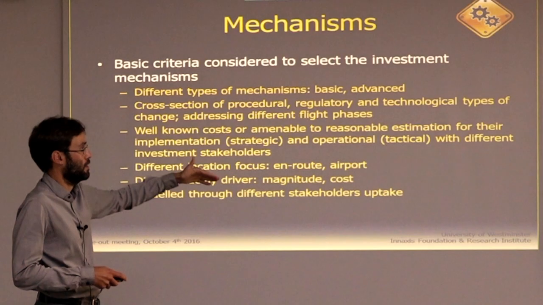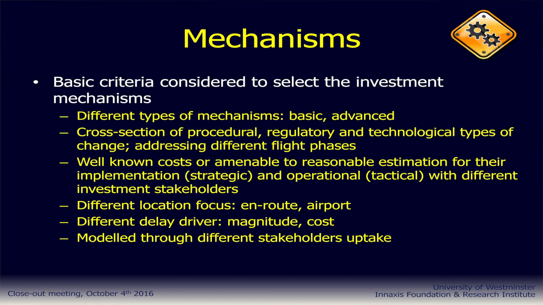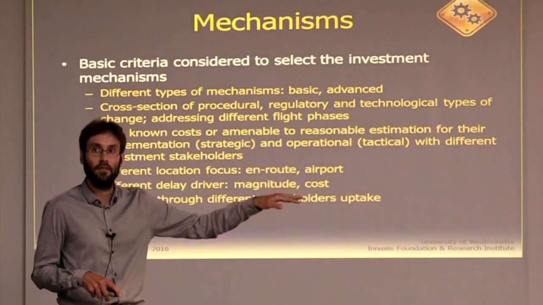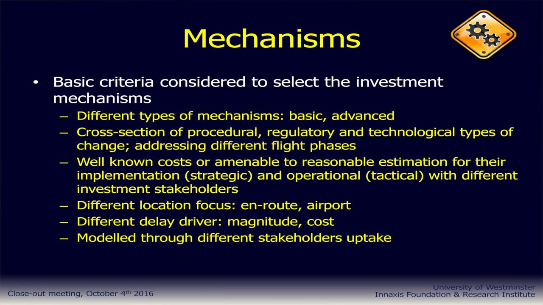We needed to have the cost because, of course, it's very important for us to have both the strategic and also the tactical cost, and that's not always possible to find. We wanted different locations, like en route and in the airport, and we wanted driven by different things, like looking at the delay or looking at the cost, with different stakeholders' uptakes.